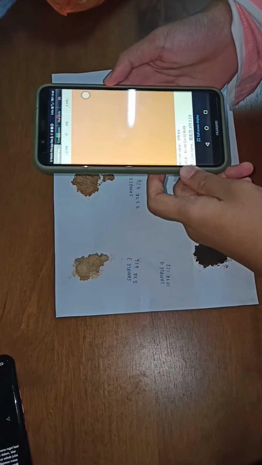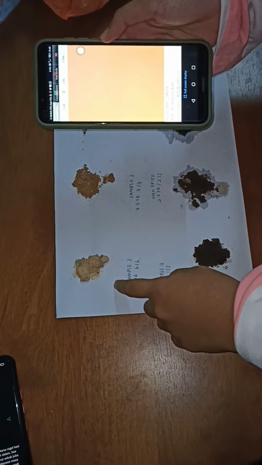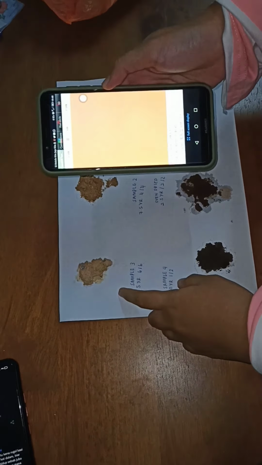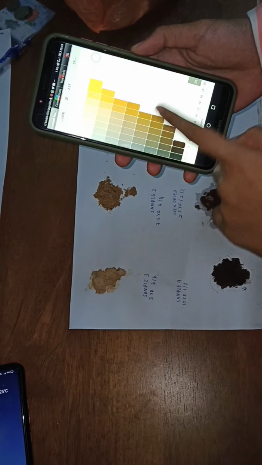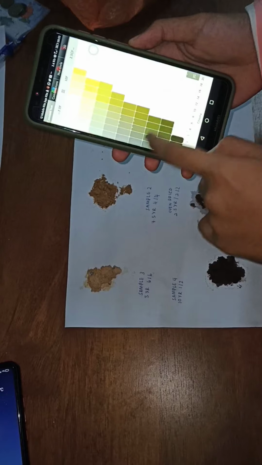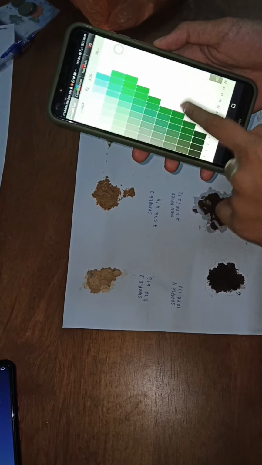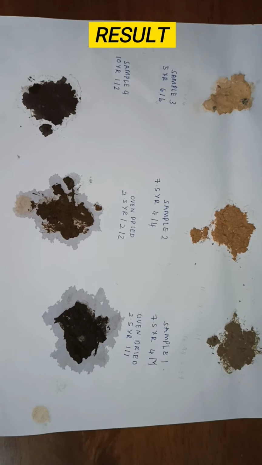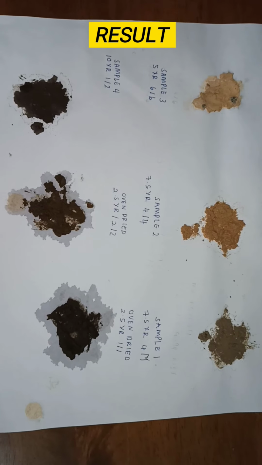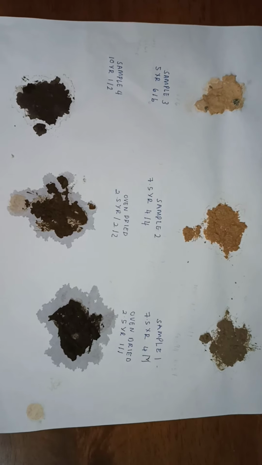Okay, for the result, we need to compare the color with the Munsell color chart. Okay, for the next sample, we are going to compare using the Munsell color chart. Okay, we can find the color from this chart. Okay. So this is the result for the soil color experiment.